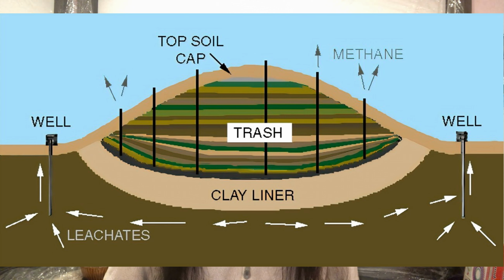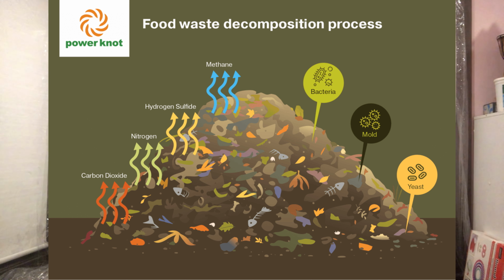So how is methane produced from landfills? Landfills contain waste that's decomposing. Organic waste like food waste, yard trimmings, and paper products decompose in landfills, and this produces methane emissions. Also, landfills are designed to be anaerobic, which creates conditions without oxygen.